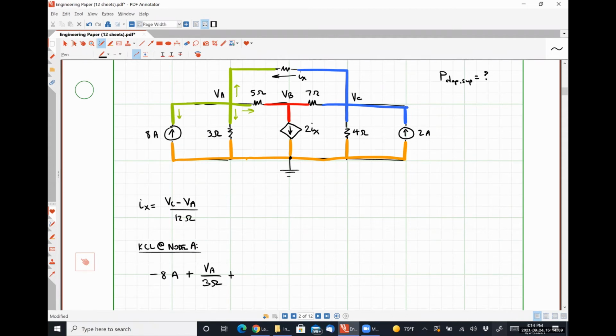Elijah, what's the current flowing to the right through the 5 ohm resistor? So why did you say VC? Yeah. So VA minus VB over 5 ohms.